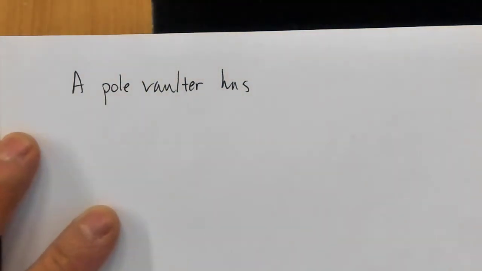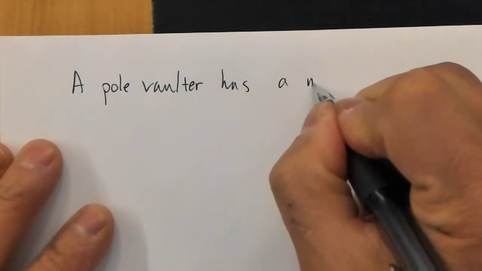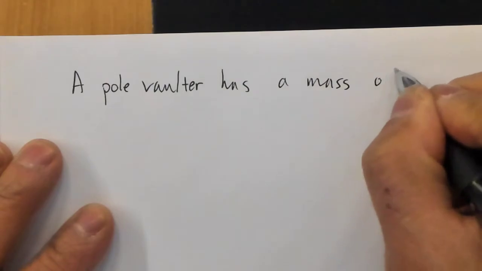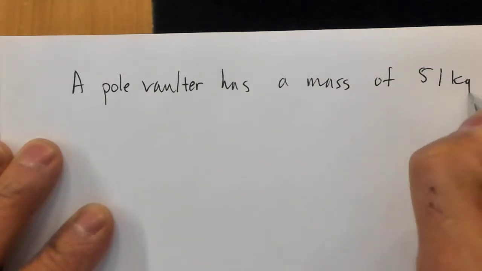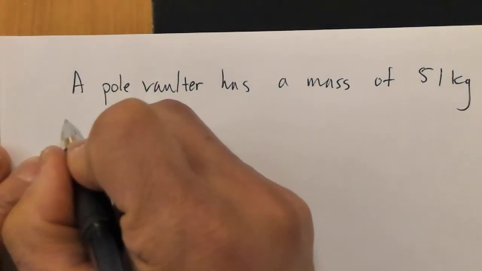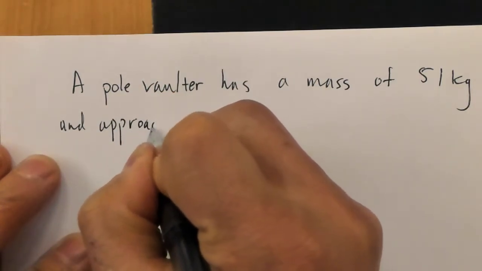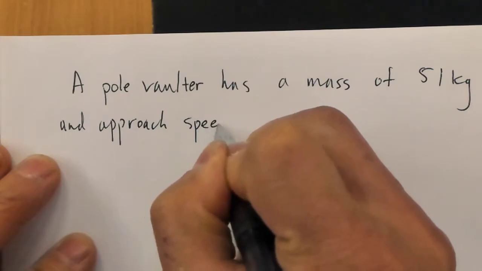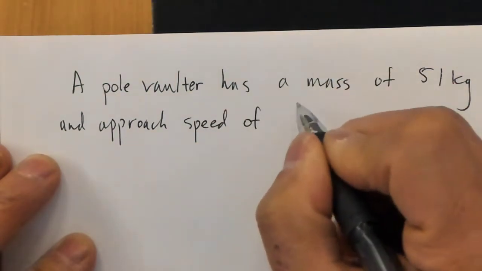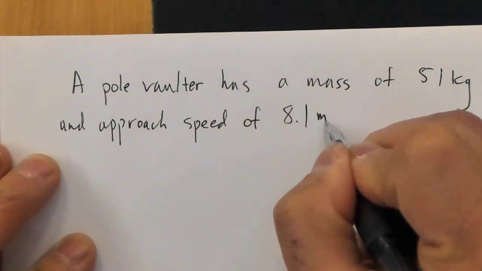Okay, a pole vaulter has a mass of 51 kilograms and approach speed of 8.1 meters per second.